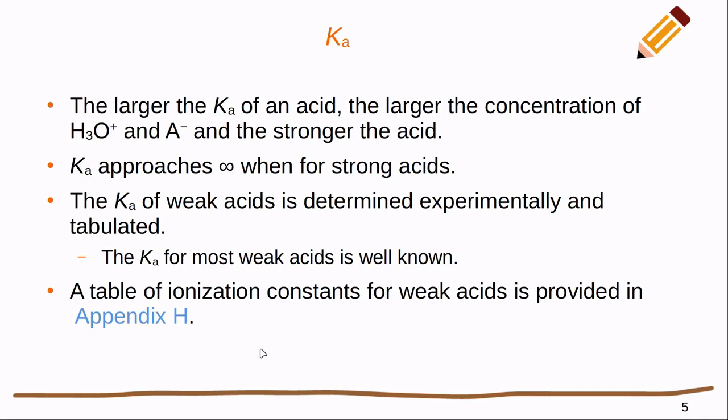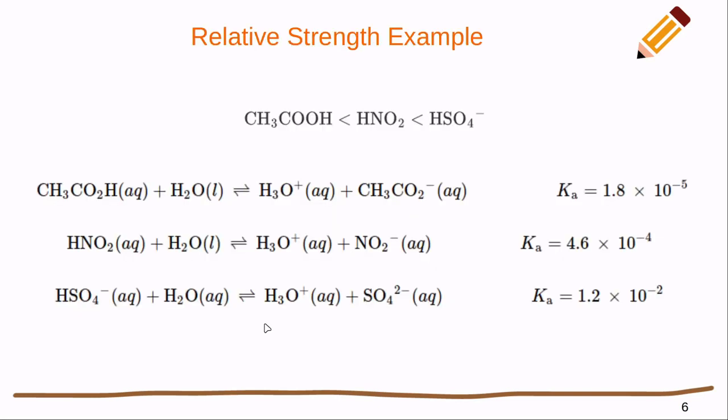So the larger the Ka of an acid, the larger the concentration of hydronium and its conjugate base. Ka approaches infinity for strong acids, and we're going to see that that can pose a bit of a problem for us. The Ka of a weak acid is determined experimentally and tabulated. So we know the Kas for most weak acids. There is an abbreviated table in Appendix H that we're going to be using for our problems. If you need to know the Ka for a specific problem, chances are you're going to find that in Appendix H of our textbook.